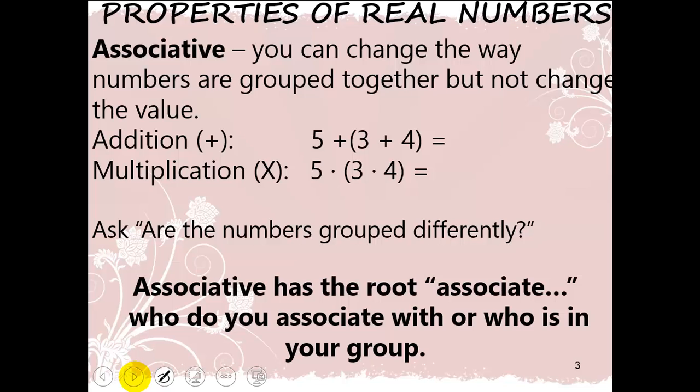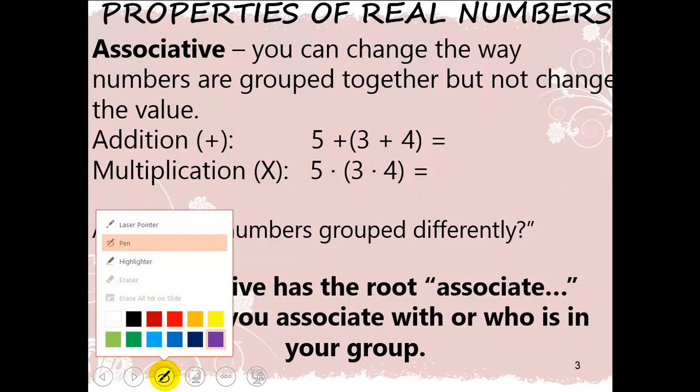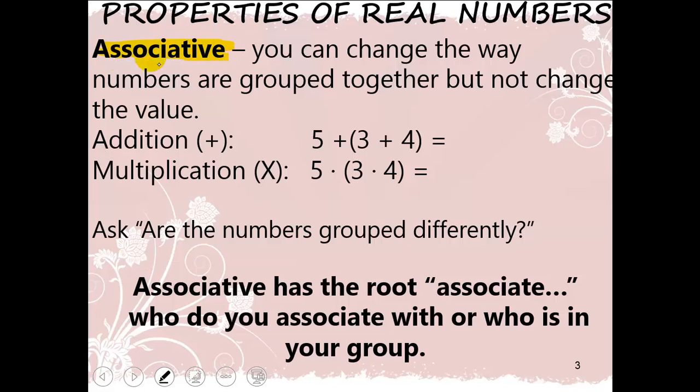The next property we're going to talk about is the associative property. When you see the word associative, notice it has a root word in it, associate. Think about who you associate. Who are the people in your group of friends? So you can change the way that numbers are grouped without changing the value. And we can do this for both addition and multiplication.